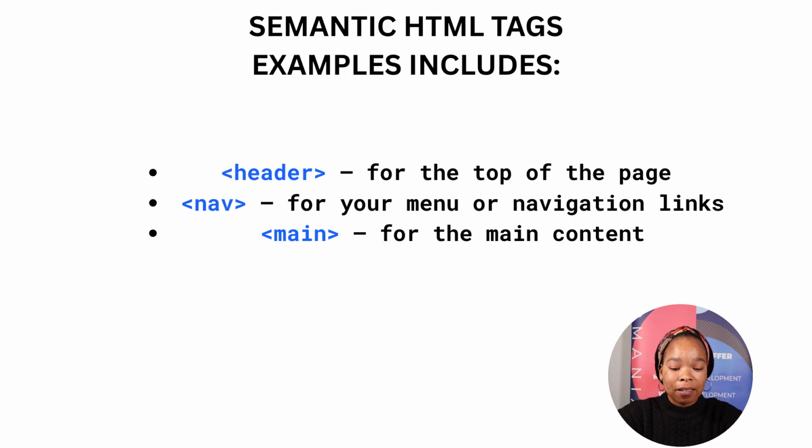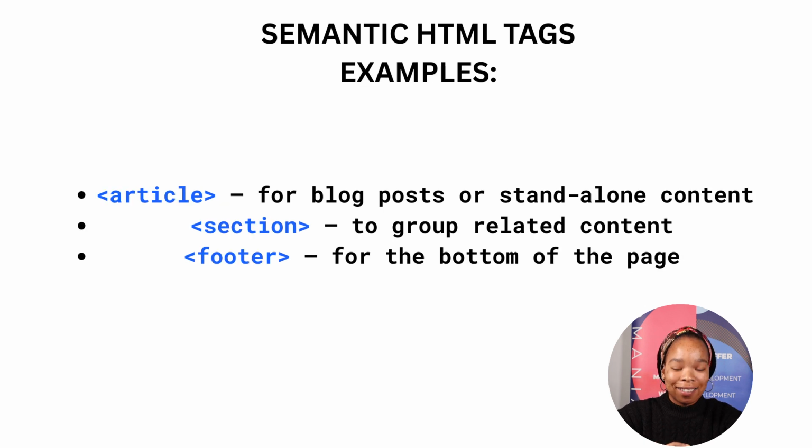Examples of semantic tags you've seen or will come across all the time are the header for the top of the page, nav for your menu or navigation links, main for the main content, article for a blog post or standalone content, section to group related content together, and the footer for the bottom part of the page.